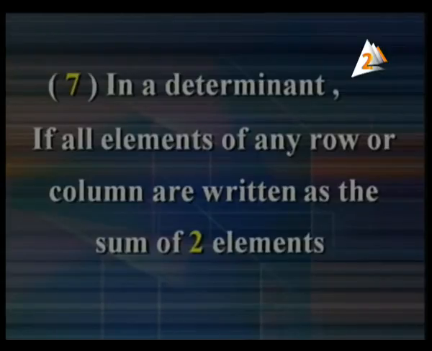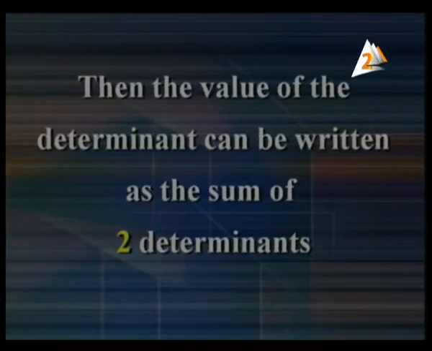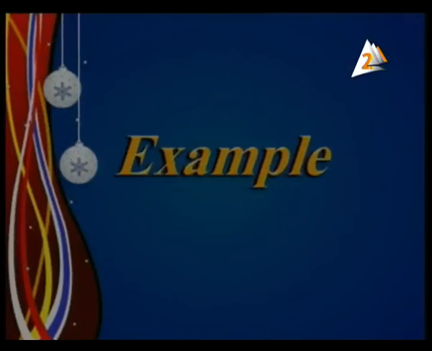Number 7, this is property number 7. If all elements of any row or column are written as the sum of two elements, then the value of the determinant can be written as the sum of two determinants. Look at the example. Clear that.